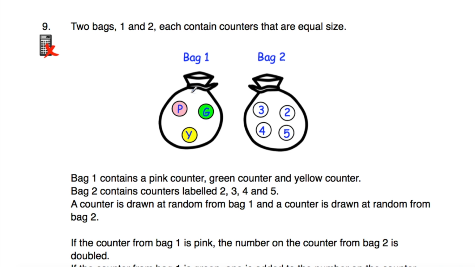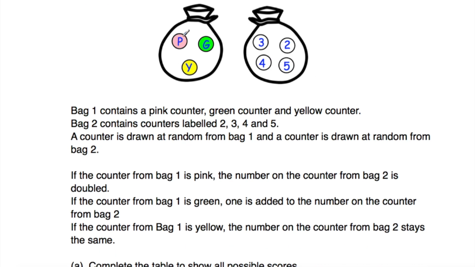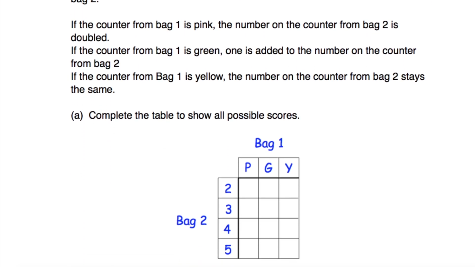And a counter is drawn at random from bag 1 and a counter is drawn at random from bag 2. And if the counter in bag 1 is pink, the number on the counter from bag 2 is doubled. If the counter from bag 1 is green, 1 is added to the number of the counter from bag 2. And if the counter from bag 1 is yellow, the number on the counter from bag 2 stays the same. And we've been asked to show that on the sample space diagram. So let's do that. Okay, so let's have a look at our sample space diagram.